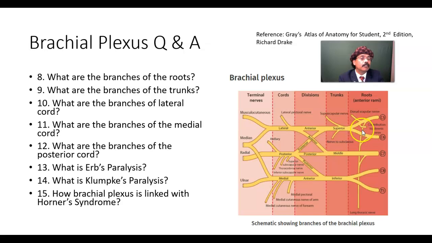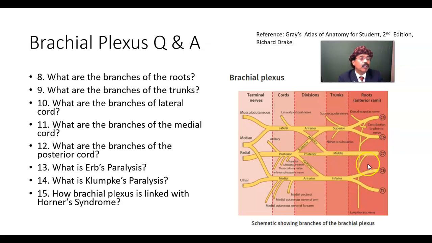Then we get a contribution to the phrenic nerve. What is the root value of the phrenic nerve? Phrenic nerve root value is C3, C4, C5. Another very important nerve also comes from the root: the long thoracic nerve, nerve of Bell. It innervates what muscle? Serratus anterior. If this is damaged, what will happen? Winging of the scapula.